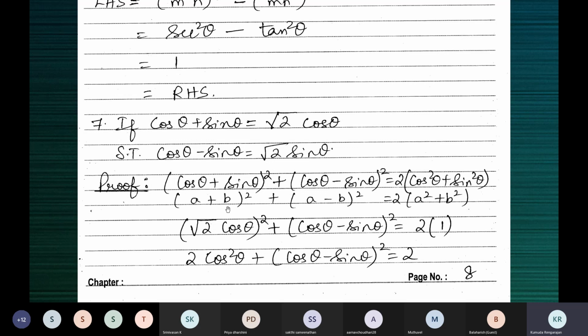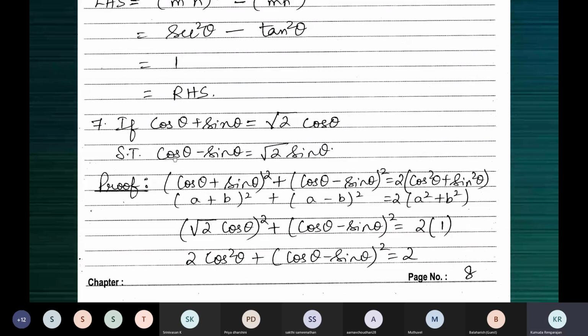The identity is a plus b the whole square plus a minus b the whole square is 2 of a square plus b square. So since we have cos theta minus sin theta, we'll take cos theta as a and sin theta as b, because it's cos theta minus sin theta.